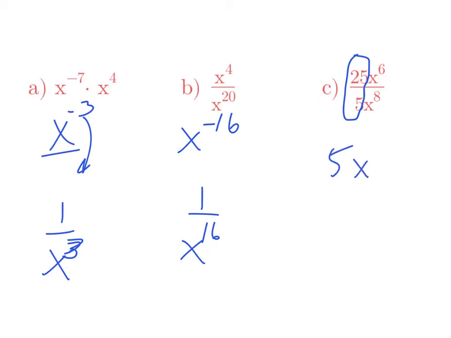6 minus 8 is x to the negative 2. Well, I can't have that. I need to move this down. So it's 5 over x squared. Okay, how many had those three right? Okay, good. Let's look at one more.